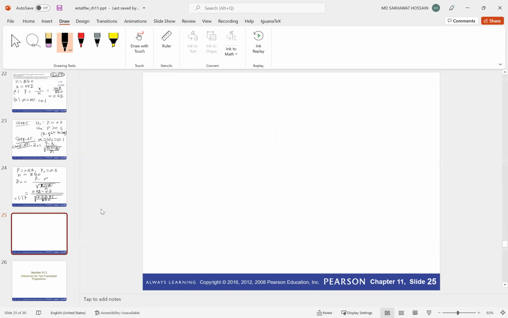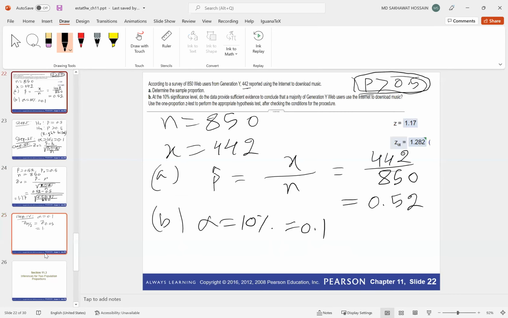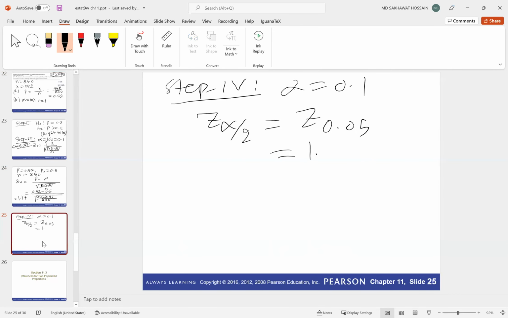Okay, so now step 4, alpha is 0.1. Since this is a right tail test, you need to calculate z alpha, so that's z 0.05, which is 1.282.